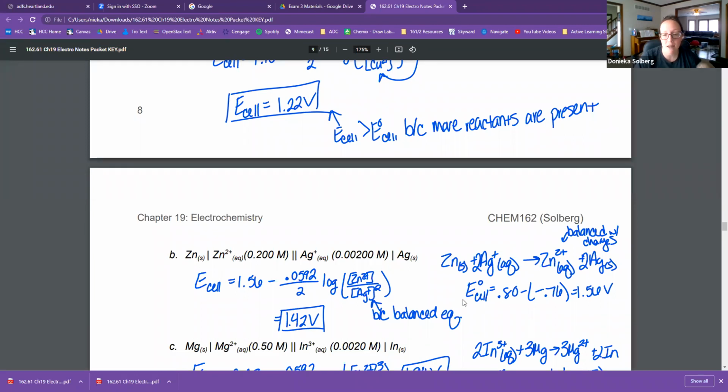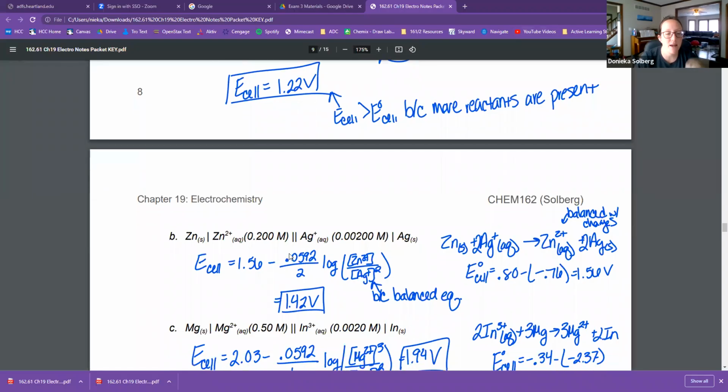So then I calculated my E naught cell for this. Whichever one was being reduced, so cathode minus anode. The one being reduced is silver, so 0.80 minus negative 0.76, I get 1.56 volts. Oh, sorry, the one being reduced, yeah, was silver. So I get 1.56 volts for my E naught.